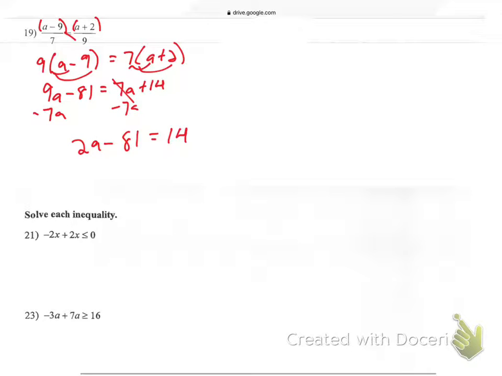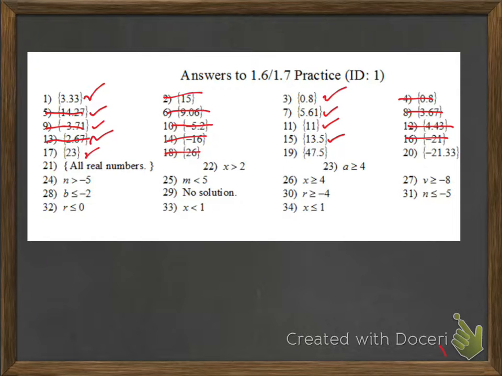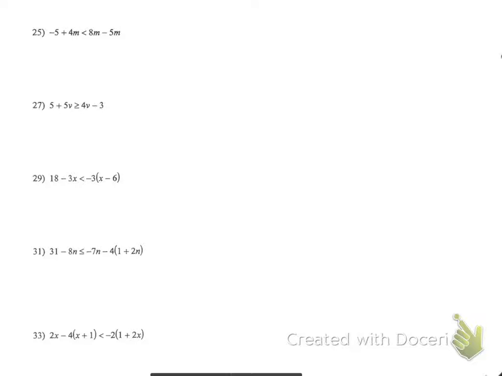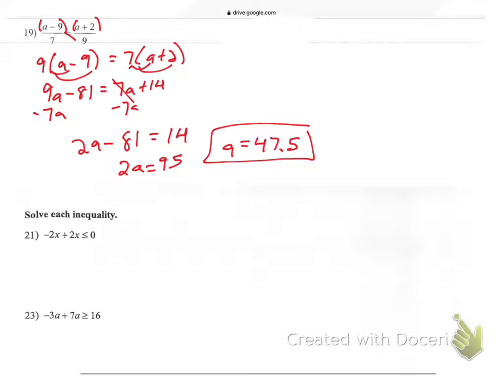Then I'm going to add 81 to each side. So 14 plus 81 is 95. So 2a is equal to 95. I divide that by 2, and a is going to be 47.5. All right, let's check this one. 47.5 is good. And now we move on to inequalities.